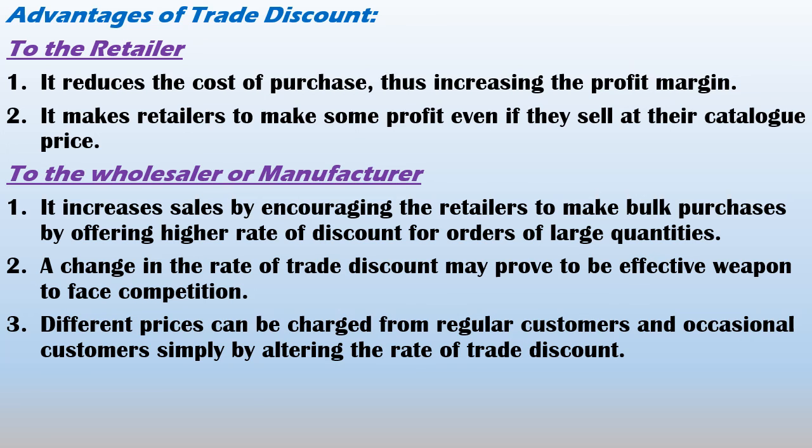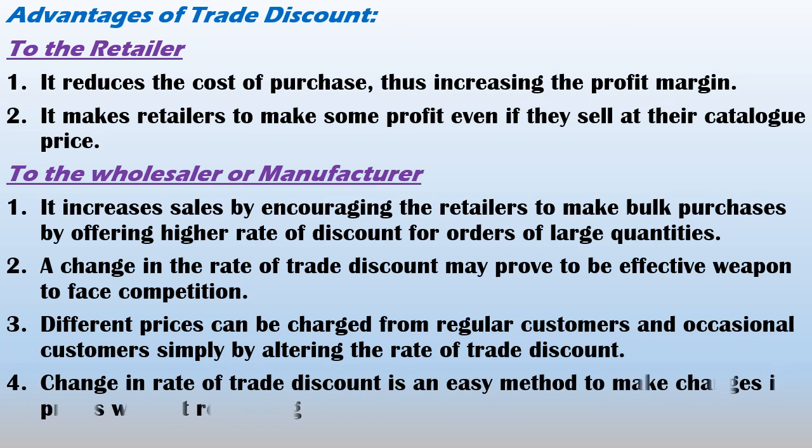And the occasional customers, who do not order often, only sometimes, will get a different type of trade discount. Change in the rate of discount is an easy method to make changes in the price without reprinting the catalog. So there is no unnecessary expense of reprinting the catalog; just by changing the trade discounts, depending on the type of customers, you can easily offer different trade discounts to different types of customers without reprinting the catalogs.